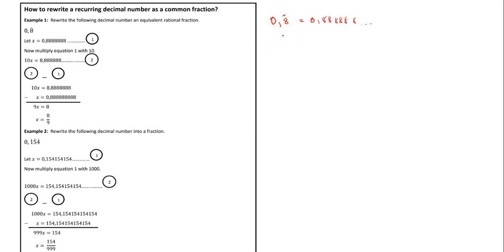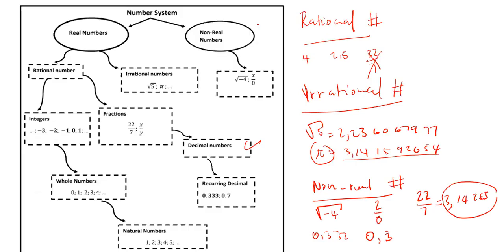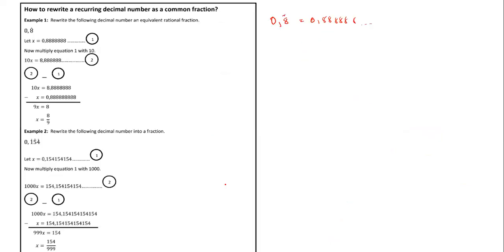So this type of decimal is a recurring decimal. Remember, when I went back to the slide, I said we have different types of decimals, but the ones that have continuous numbers consecutively, we call them the recurring decimal. So a recurring decimal is something that looks like this. We need to know how to rewrite this decimal into a fraction. Remember, you can have a fraction, and that fraction, you can convert it into decimal.